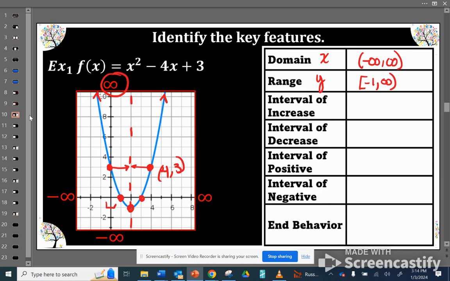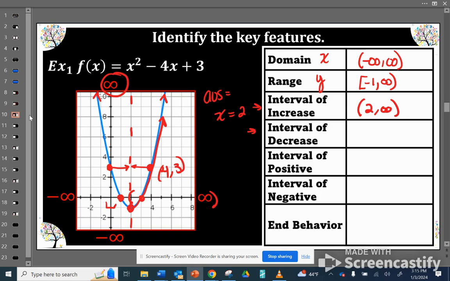The interval of increase, so this is where we need our AOS. So remember, the AOS is x equals 2. So the value 2 is going to be used here and here. On the right side of the AOS, this graph is increasing. It's going up. It has what we would call a positive slope. So from 2 to positive infinity in this region, the parabola is increasing.